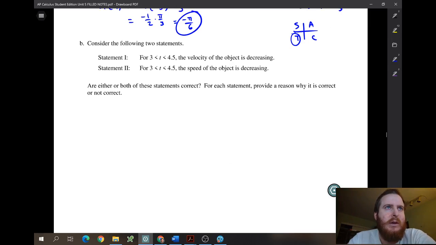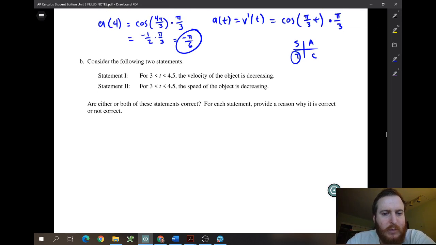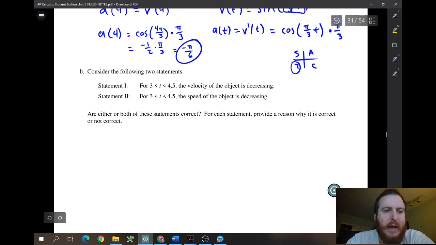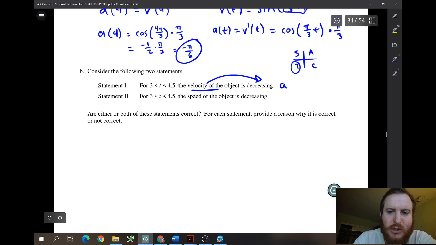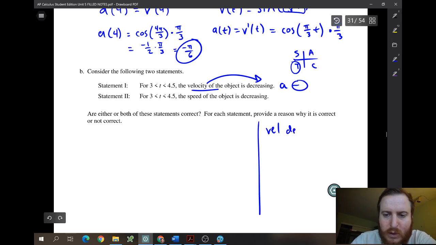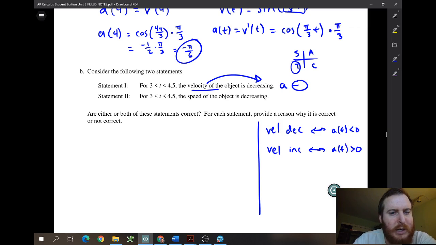This is a little bit tricky, but we want to think that, okay, we know about a of 4, the acceleration at 4. So the velocity decreasing means that acceleration is negative. That's literally what that means. So if you ever see velocity decreasing, that matches up with acceleration being negative. If we see velocity increasing, that matches up with acceleration being positive. So statement 1 seems to be true because a of 4 was negative, right?